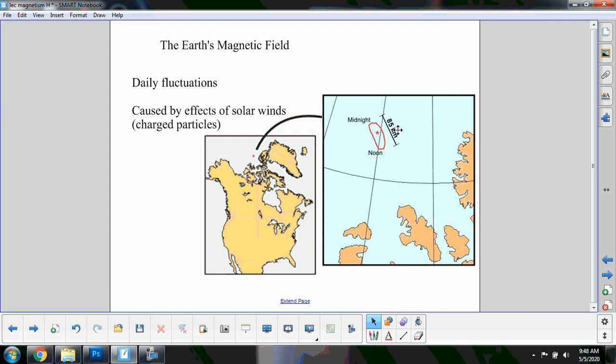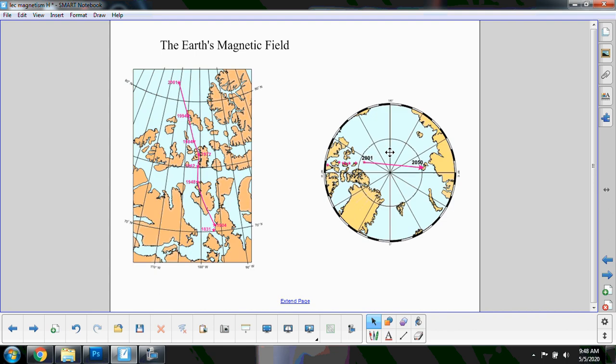So picture being in a boat right here, your compass needle would actually shift over the course of the day. Which is kind of strange. But that's not all. Not only does the field move on a daily basis, it's been moving over time.